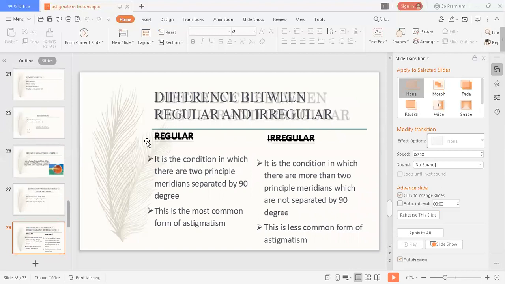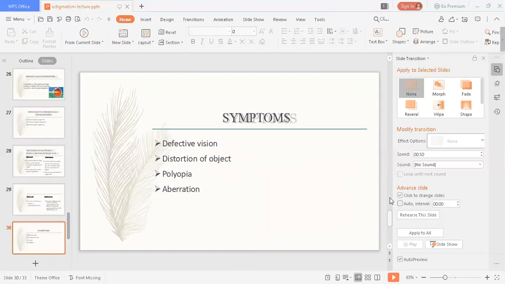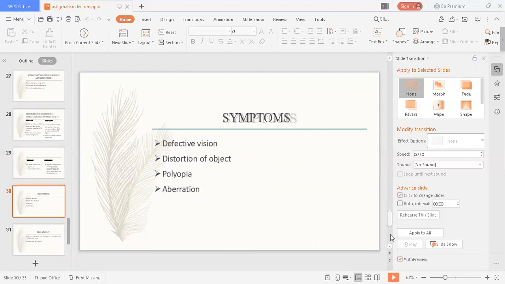So how do we differentiate between regular and irregular astigmatism? Regular astigmatism is a condition in which there are two principal meridians which are separated by 90 degrees, whereas irregular astigmatism is the condition in which there are more than two principal meridians which may not be separated by 90 degrees. Regular is most common, as I already told you, whereas irregular is less common. Regular astigmatism is very easy to treat using cylindrical or spherocylindrical lenses, whereas in irregular astigmatism glasses sometimes may not work, so we may have to use special contact lenses, which are rigid contact lenses.